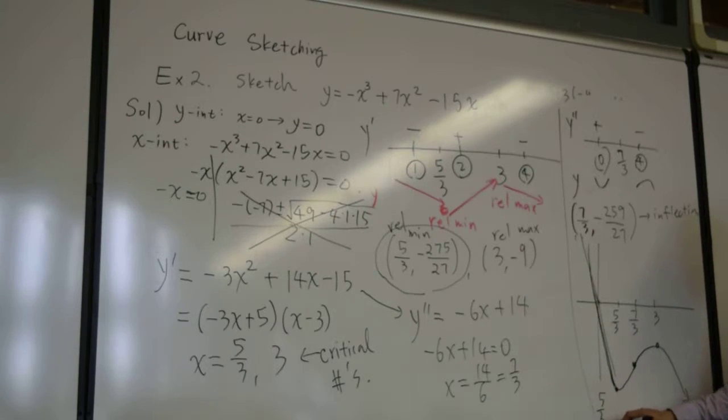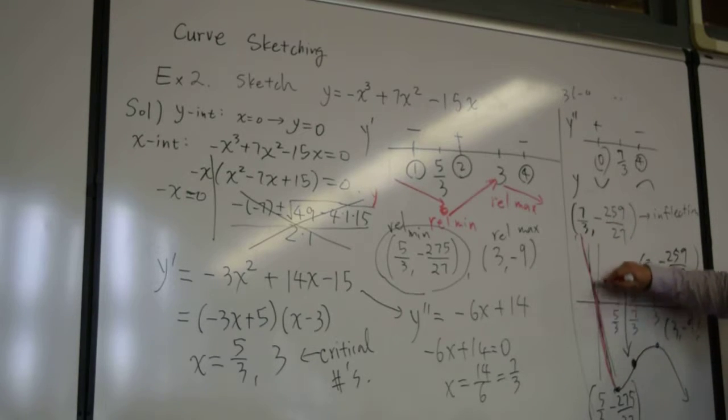5 over 3, comma, negative 275 over 27 is the relative minimum. The inflection point here is 7 over 3, comma, negative 259 over 27. And the maximum point is 3, comma, negative 9. So that's the answer.